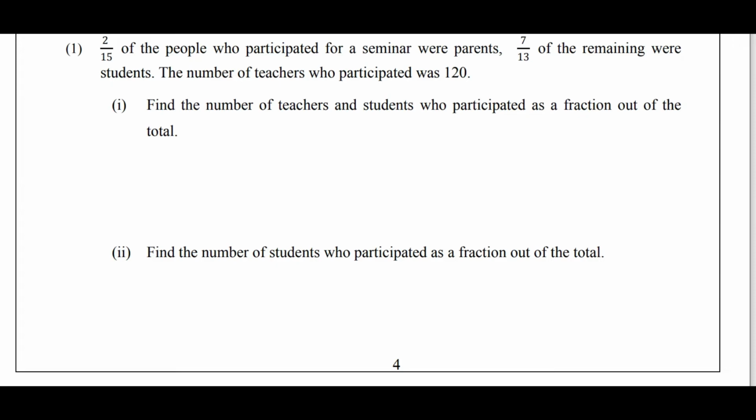Therefore, I can write down teachers and students should equal 1 subtract 2 out of 15, because 2 out of 15 were the parents. Then 1 minus 2 out of 15 is going to be equal to the number of teachers and students. I can write 1 as 15 upon 15 minus 2 upon 15 is equal to, it's very easy, 13 upon 15. Question number 1 is done.